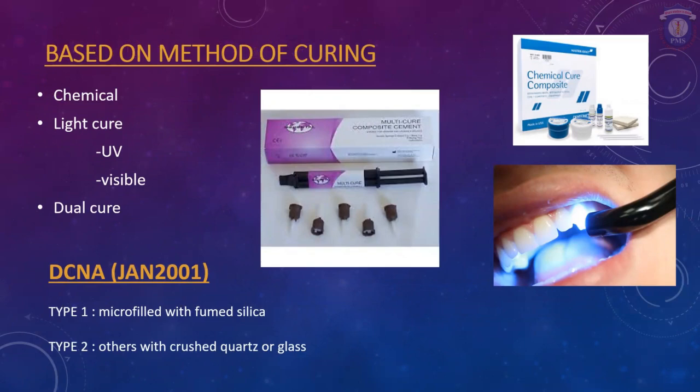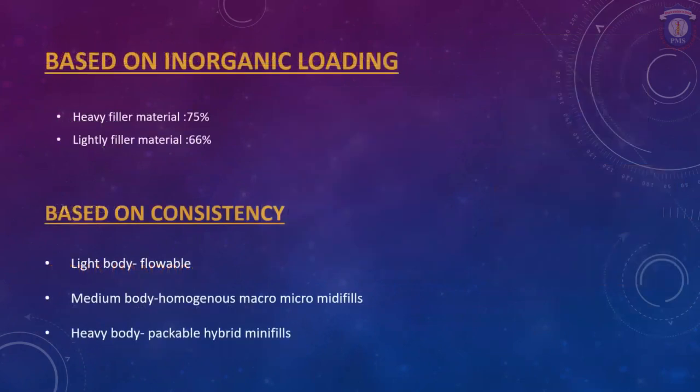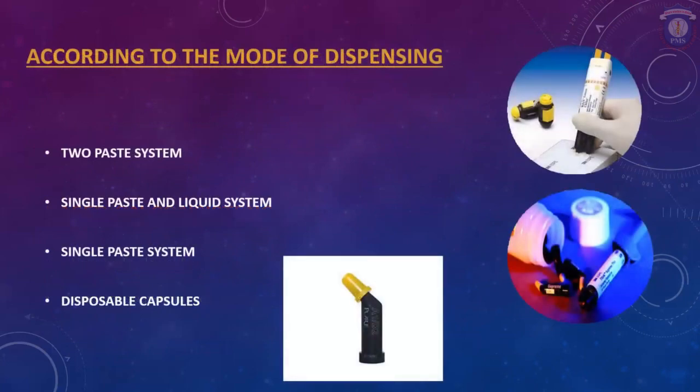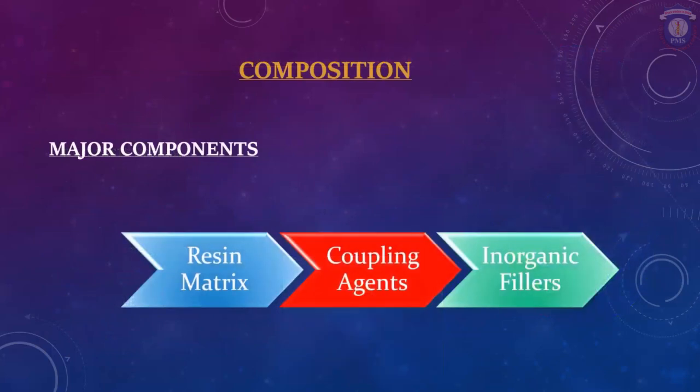Light cure is further classified into UV cured and visible light cured. Based on inorganic filler loading, it is classified into heavy filler material and light filler material. Based on consistency, it is classified into light body, medium body, and heavy body material. According to the mode of dispensing, it is classified as a two-paste system, single paste system, single paste and liquid system, and disposable capsules. The main part of dental composite is its composition.